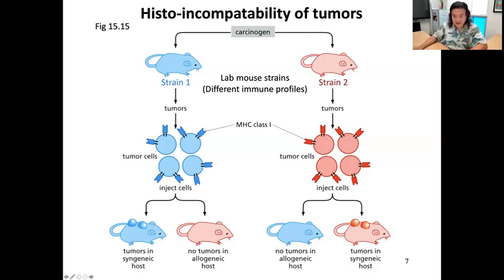If you take some of these tumor cells now and you inject them into both types of mice, what do you find? You find that the blue tumor cells can start growing again in the blue mice, but they don't grow in the pink mice. And vice versa. The pink tumor cells will continue growing, starting new tumors in pink mice, but not the blue ones. Why? Because these tumor cells have become so fine-tuned in their selection of mutations to only be able to avoid certain types of interactions with immune cells that are from the blue background or the pink background.